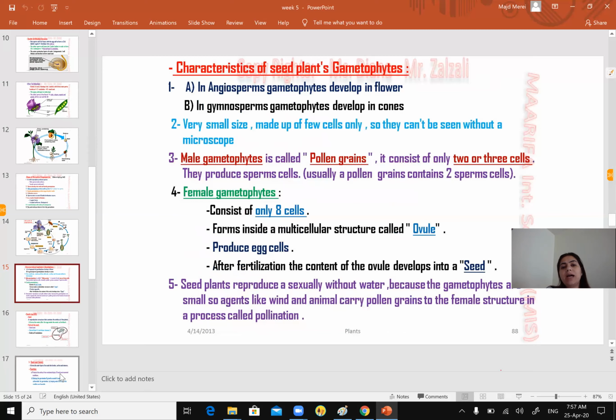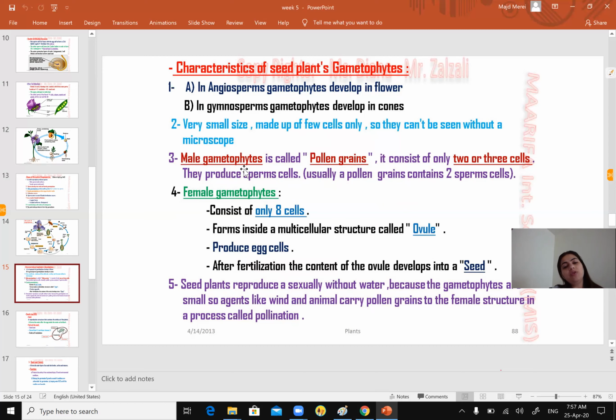Characteristics of seed plants' gametophytes. We have the angiosperms, whose gametophytes develop in flowers, while gymnosperms don't have flowers. They are not flowering plants. If you remember, they are cone-bearing plants. So the gametophytes in gymnosperms develop in cones instead. They are very small, made up of a few cells only, so they cannot be seen without a microscope.